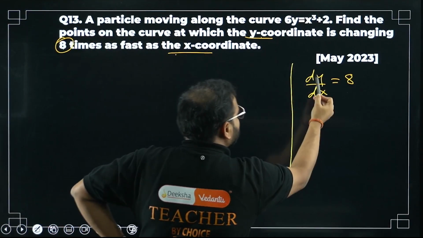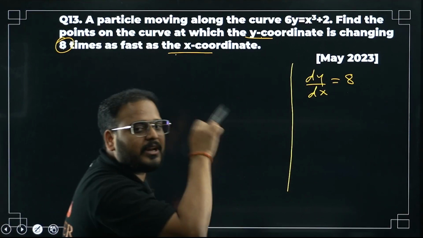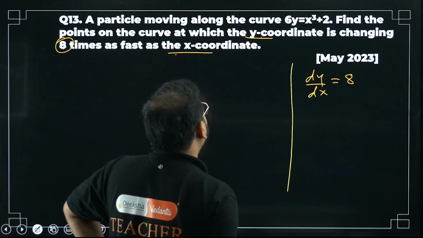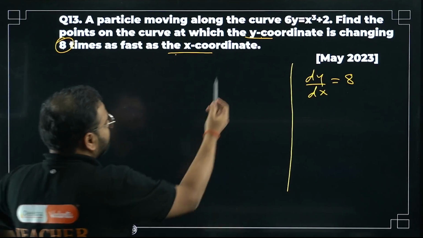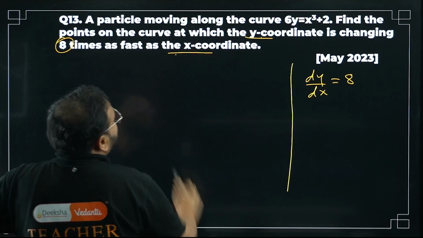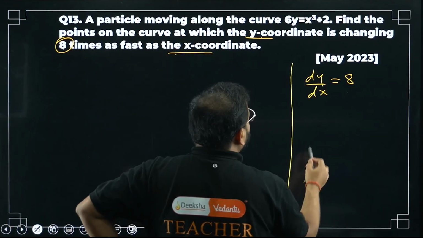dy by dx is what? Change of y with x only, no? At that particular instant, right? At the particular instant it's coming as 8. Great. So let's take the derivative of this. Particle moving along this curve, find the points on the curve at which y coordinate. Okay, fine. Let's quickly find this.